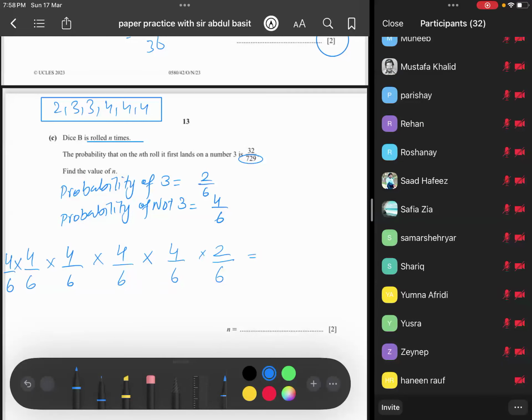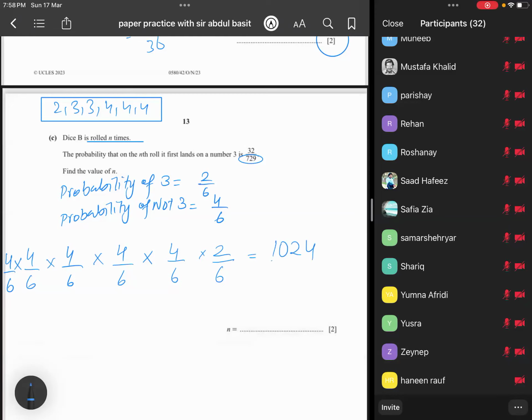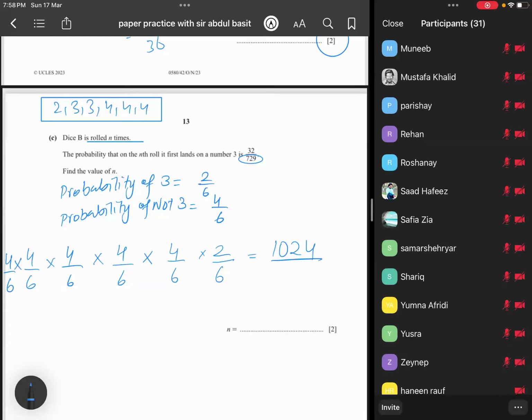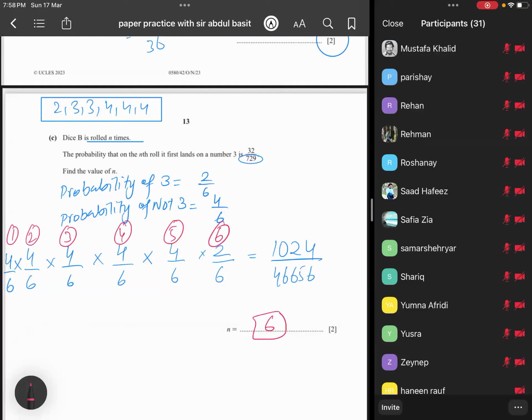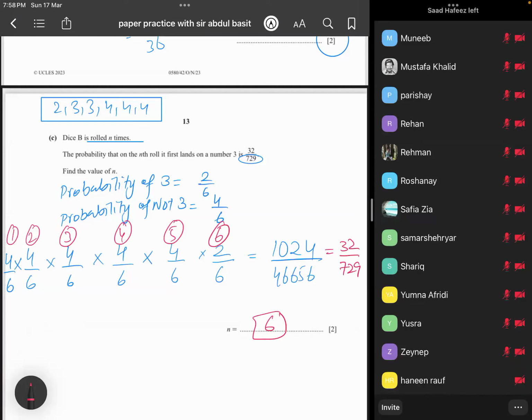So on top it will be 1024. 4 fours are 16, 1024. In the simplified form I have 32 by 729. Tell me what comes in the denominator? 46,656. Okay, now everybody, we got the answer: first spin, second spin, third spin, fourth spin, fifth spin, sixth spin. We will get the answer 32 divided by 729.